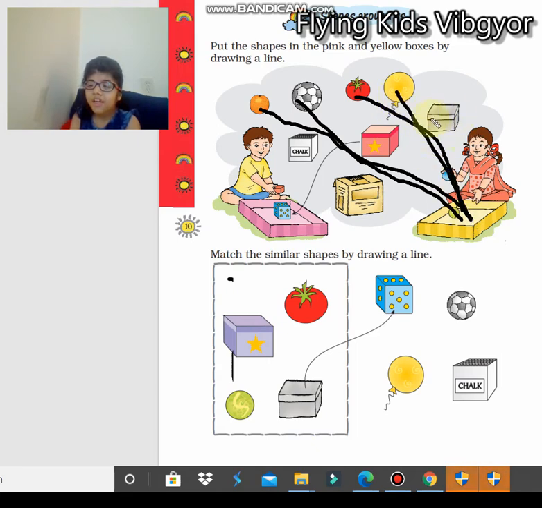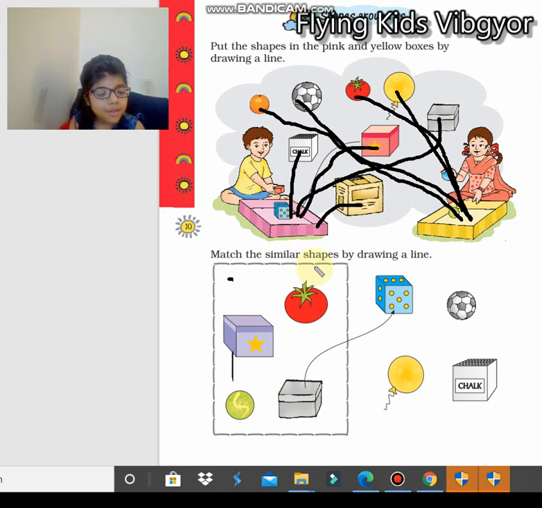Next, what about this box? Cube. Right, so it's a cube, so it will go in this pink box. Next, this is already done. This goes in the pink box because it's cube shaped. What about this chalk box? It is a cube shape. Right, so it goes in the pink box, and in the same way this yellow box will go in the pink box because it's a cube shape.